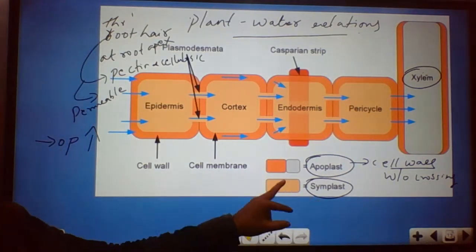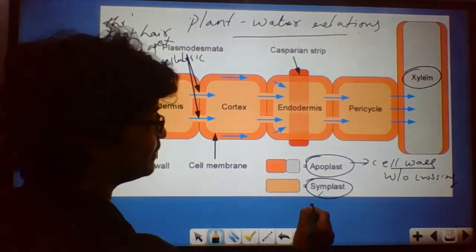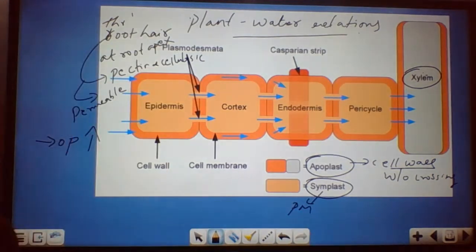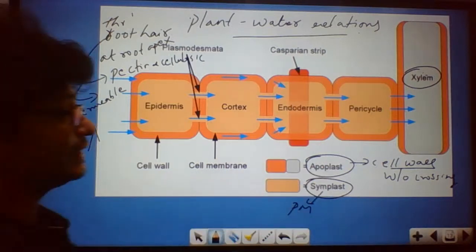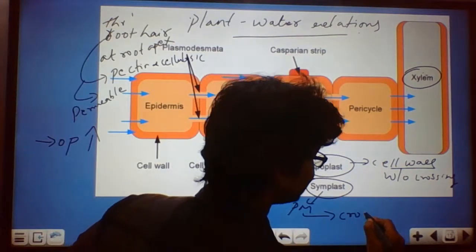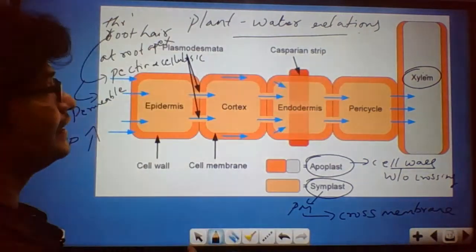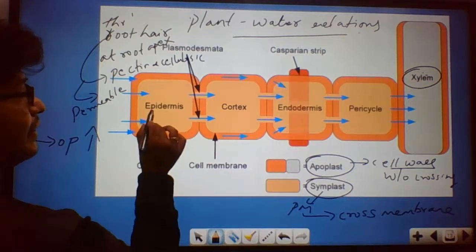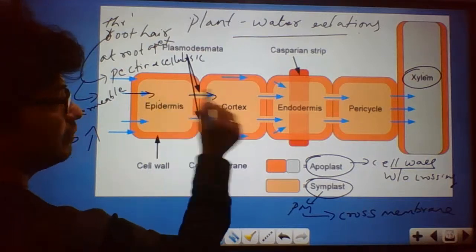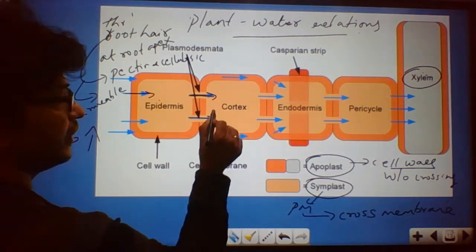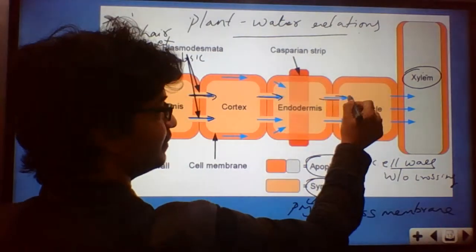But symplast is not like that. What happens in the case of symplast is that it actually goes through the plasma membrane, from one cell to the other by crossing the membrane. Once it reaches the plasma membrane, there are no limitations for it, it will definitely cross the membrane. As you see in this case, from the epidermis it is going to the cortex. These are the simplest things I'm talking about. So coming from the epidermis, it crosses the membrane, again and again, goes to the cortex, then to the endodermis, and then to the pericycle.